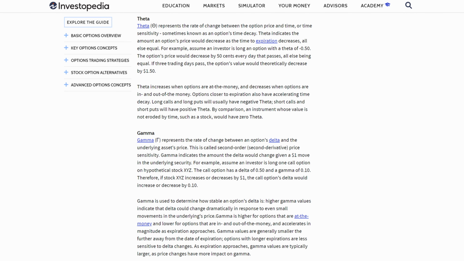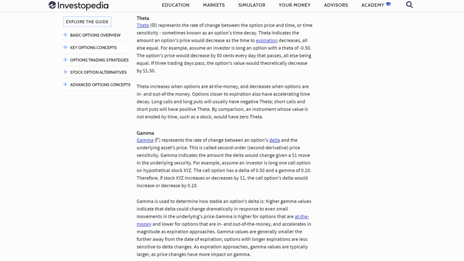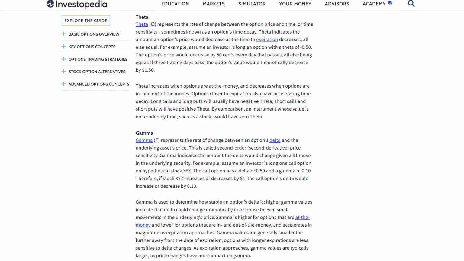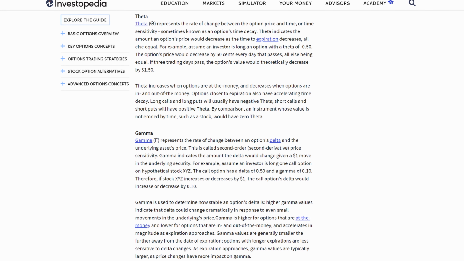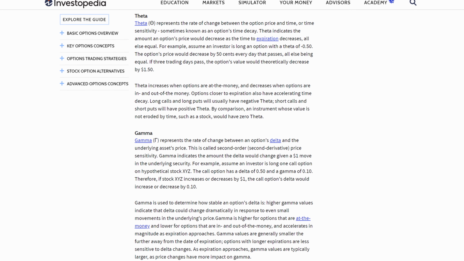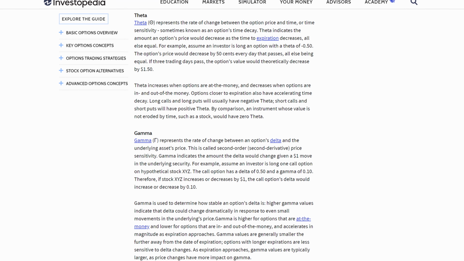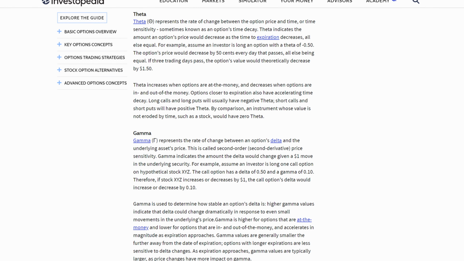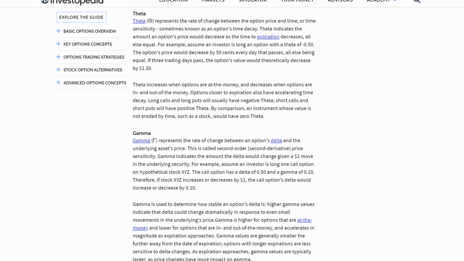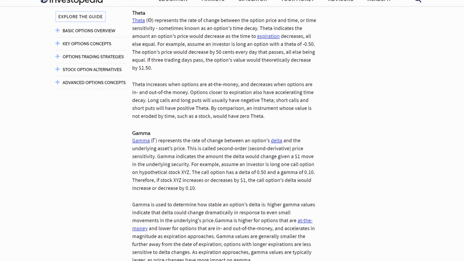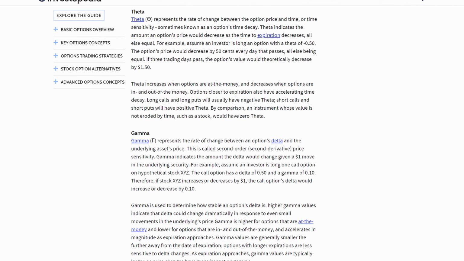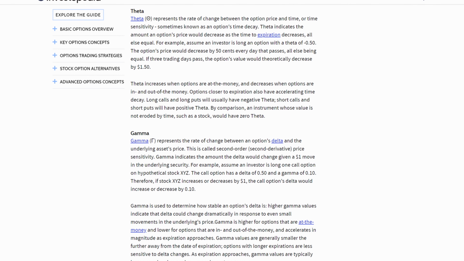Theta represents the rate of change between the option price and time. It indicates the amount an option's price would decrease as it gets closer to the expiration date, excluding any other factors. For instance, an option with a theta of negative 0.5 means that it would decrease by 50 cents every day in an isolated environment. Theta is highest when options are at the money and decreases when options are in or out of the money. Long-term options have less negative theta, while short-term options have more negative theta.